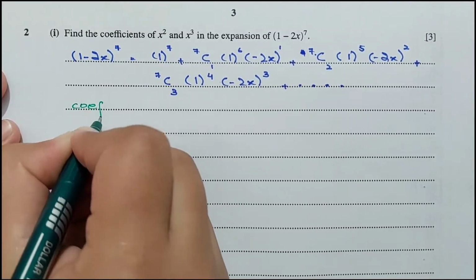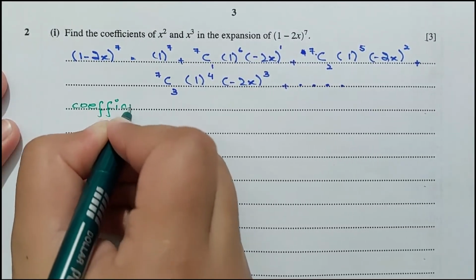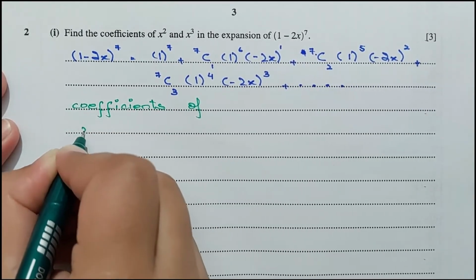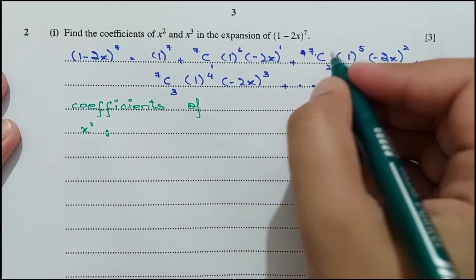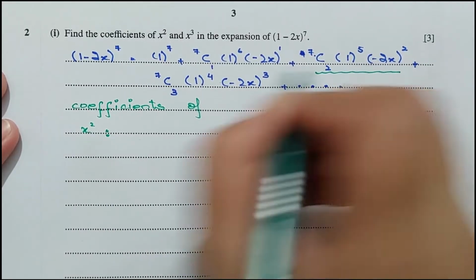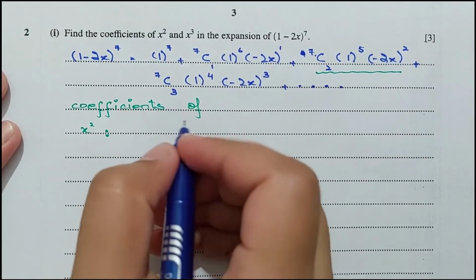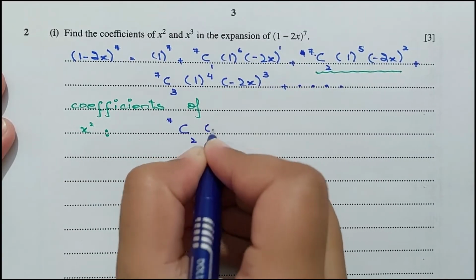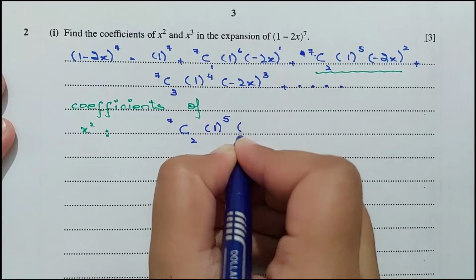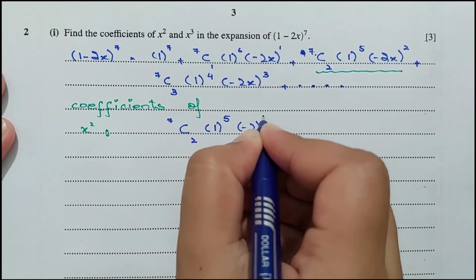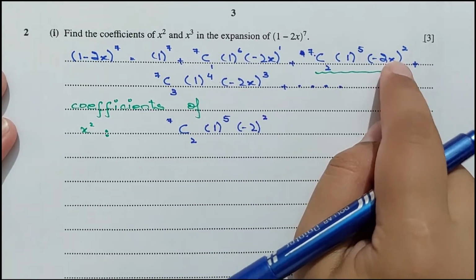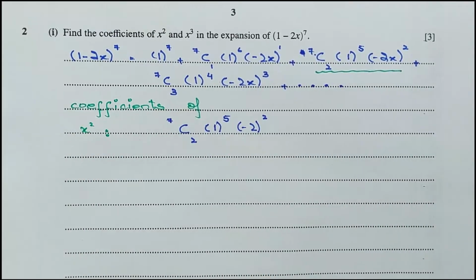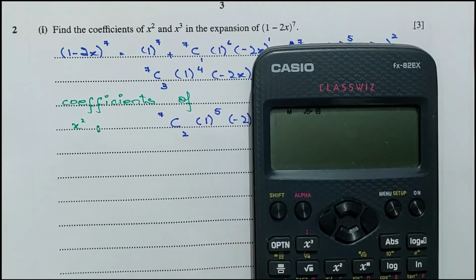Okay, so coefficient of x square first. Okay, this term we will get x square. So coefficient of x square is 7c2, 1 to the power 5 minus 2 to the power 2. So x square, I'm not writing x square over here because that is the coefficient of x square. All right.